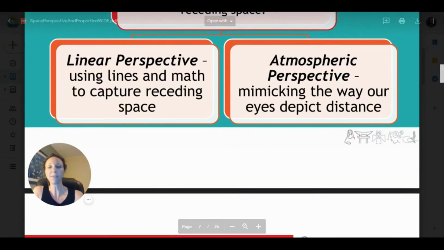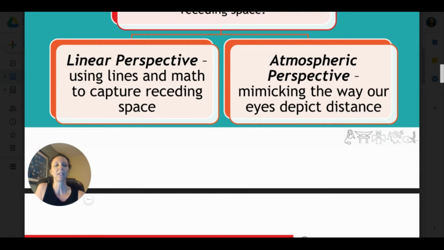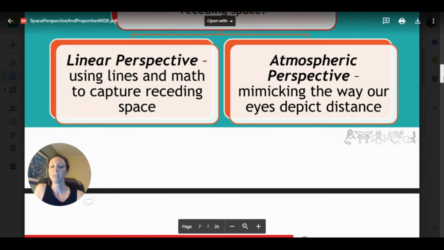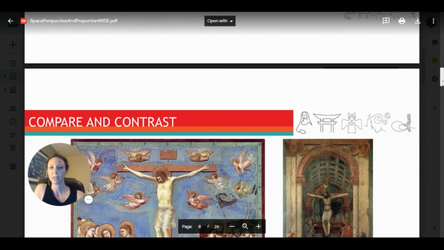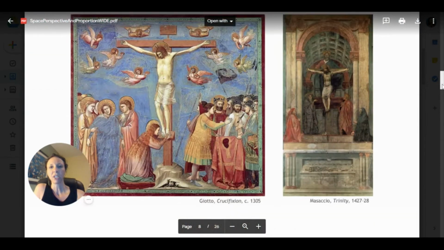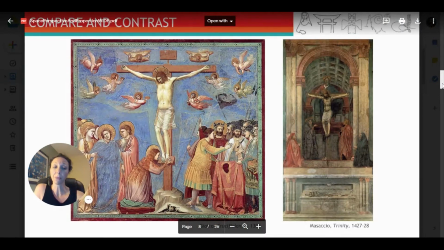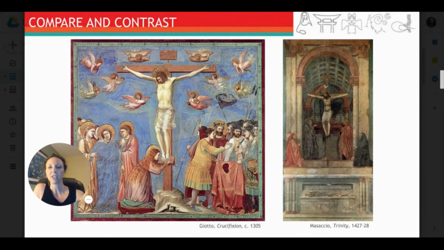Linear perspective uses lines and math to capture receding space that's going off into the distance. Atmospheric perspective mimics the way our eyes depict the distance. So let's take a look at this image here. We have actually 2 images. So we have an image here of Christ on the cross, called the Crucifixion.